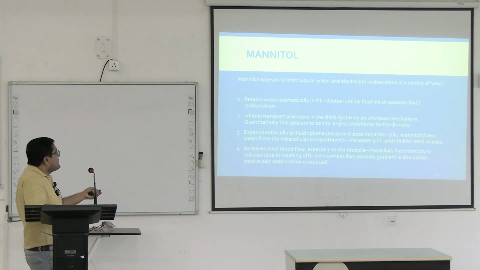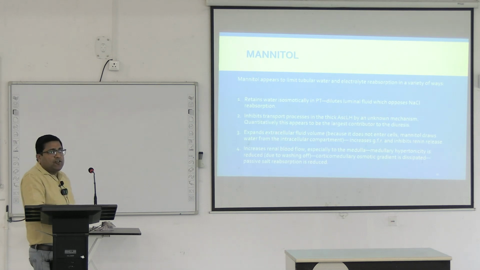It inhibits transport processes in the thick ascending limb of the loop of Henle. It expands extracellular fluid volume, increases the GFR, and inhibits renin release. It increases renal blood flow, especially to the medulla. So what happens? Basically, the corticomedullary osmotic gradient is decreased.